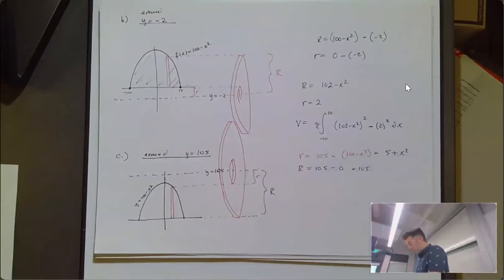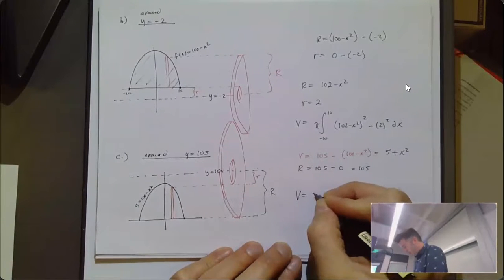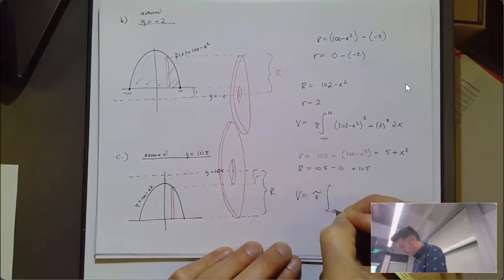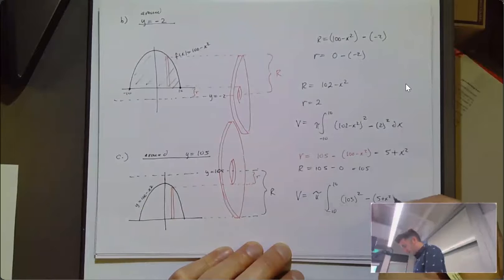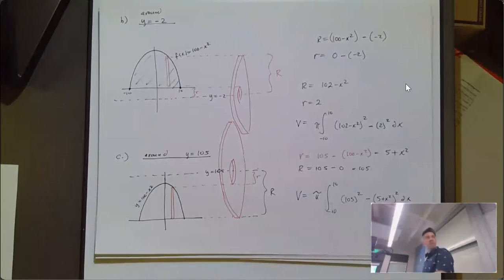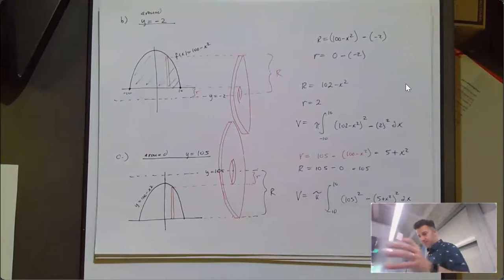And so then our total volume is going to be pi times the integral from -10 to 10 of your outer radius squared minus your inner radius squared. Okay.